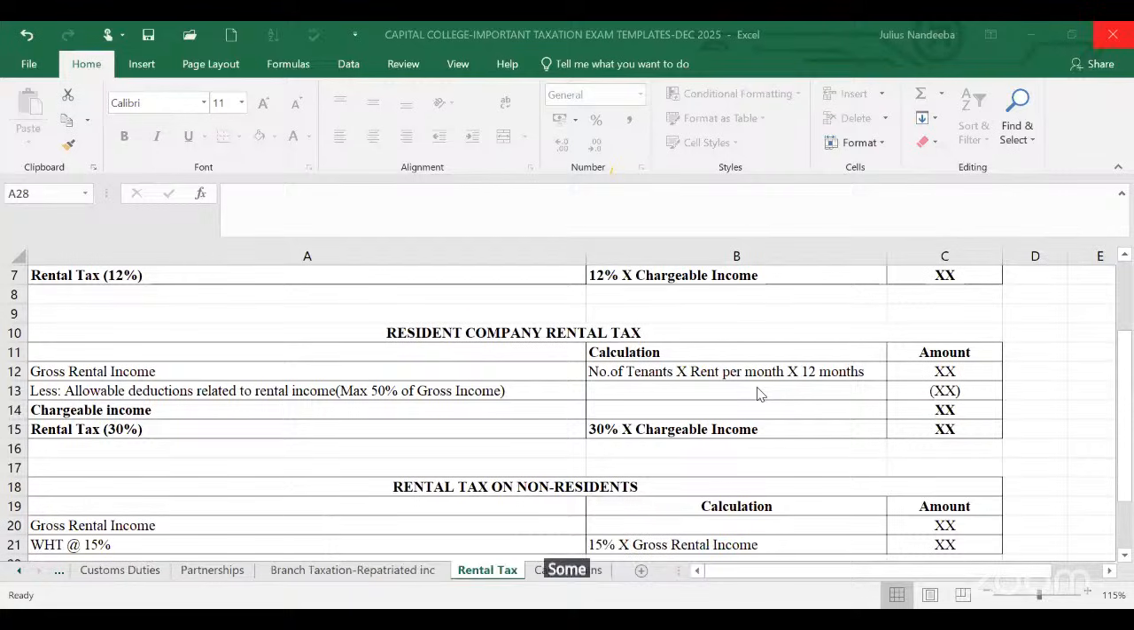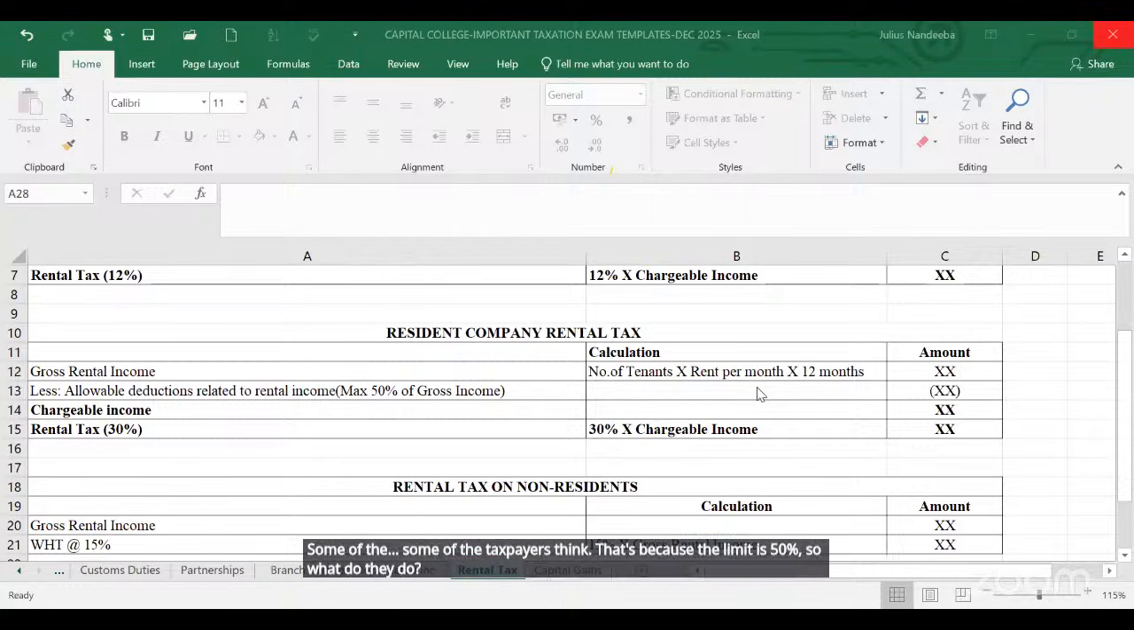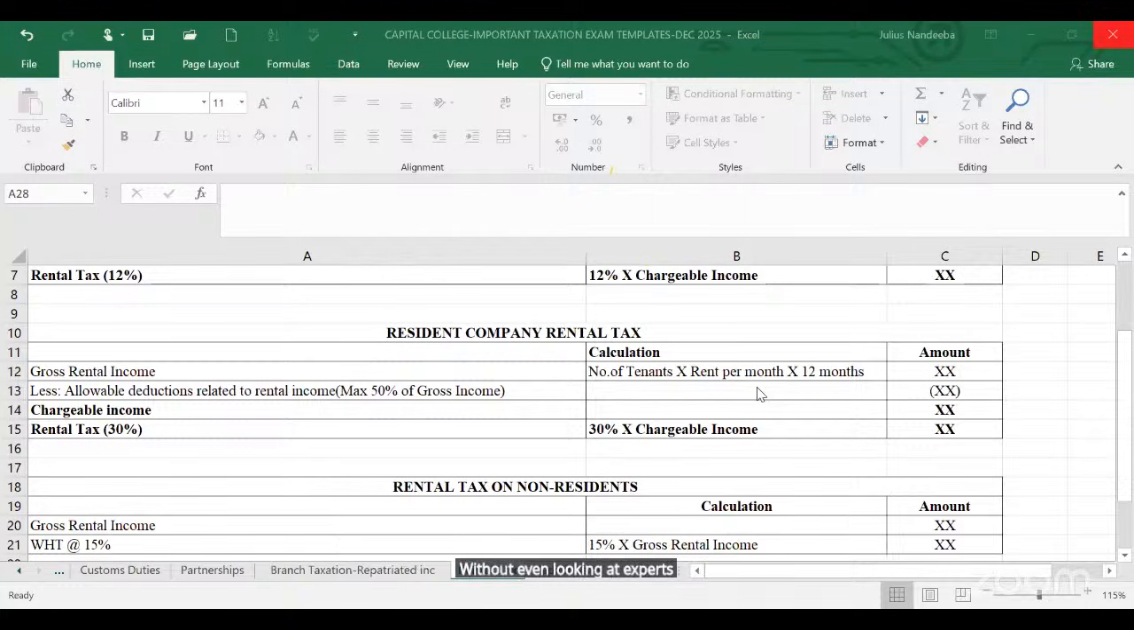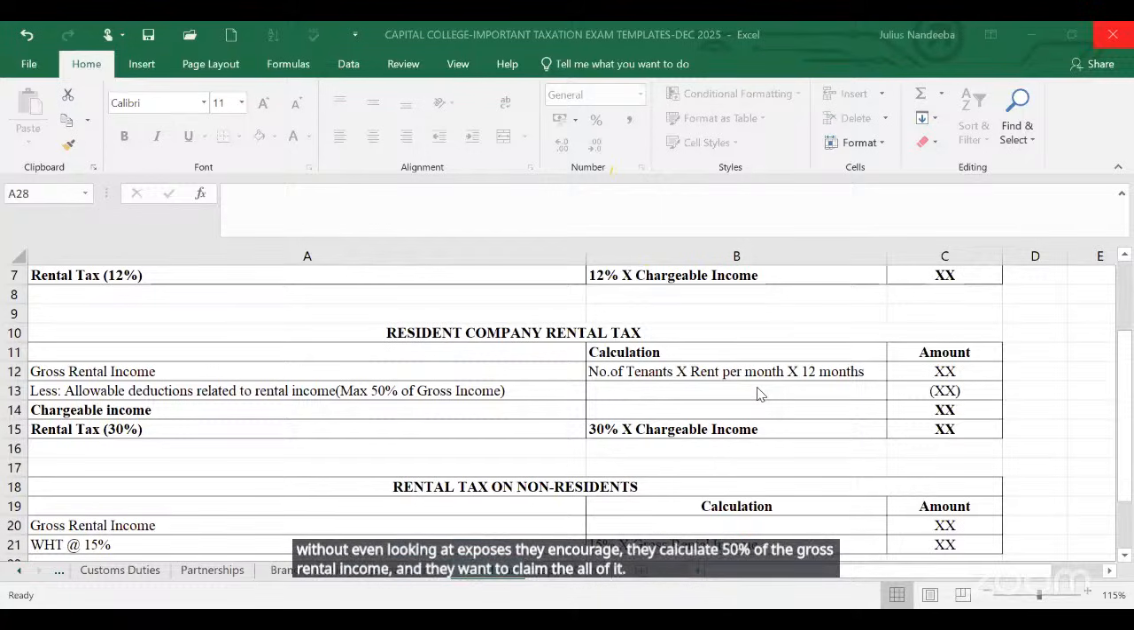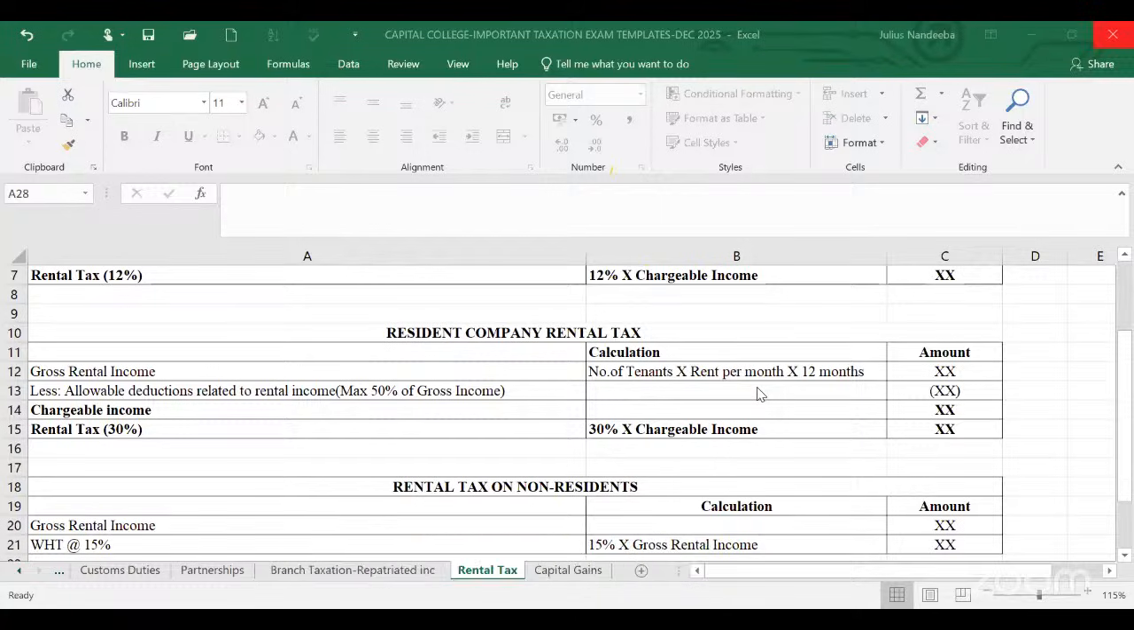Some of the taxpayers think that because the limit is 50%, without even looking at the expenses they incurred, they calculate 50% of the gross rental income and they want to claim the whole of it. The thunder that is going to hit them is coming very soon. Because that is the easiest audit to do. That is the easiest audit to do. So that is rental tax.